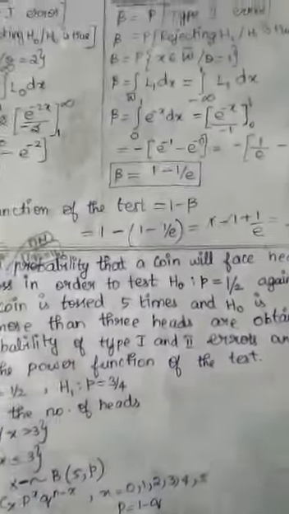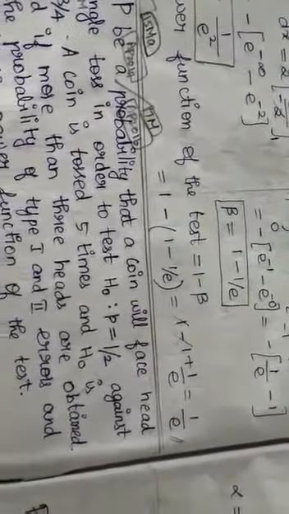Now we find the power function of the test. As usual, the formula is 1 minus beta. The beta we got just before is 1 minus 1 by e. Multiplying the minus inside the bracket, 1 minus 1 gets cancelled. So we got 1 by e as the value of the power function of the test. So this is the solution for the second example. Thank you.